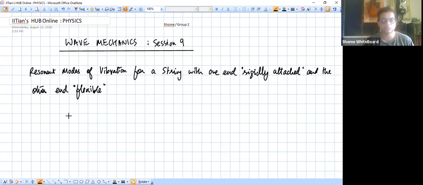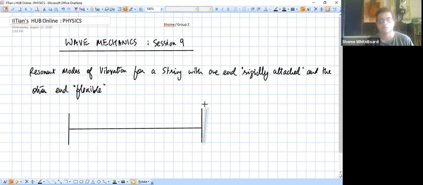So the physical example of this situation is this: when we have a condition like this, this is a wall and this is acting like a rigid boundary, but on the other side it's a smooth fixed pole and there is a ring attached, which can slip freely on that pole.